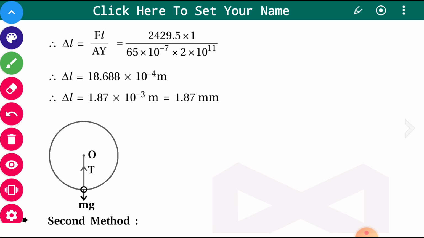Okay. This is the figure which was explained earlier by me.